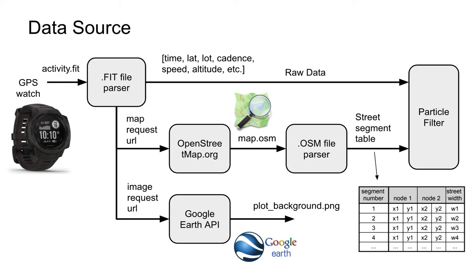You've already seen this slide a few times, but I'll touch briefly on where I get my data. So data is loaded from a GPS watch and is parsed to get the relevant information, namely time, latitude, and longitude. The relevant street map is downloaded from openstreetmap.org and is parsed to get into this format, which I'll talk about later, but it's basically a table of street segments. And then finally, a satellite image is downloaded using the Google Earth API.